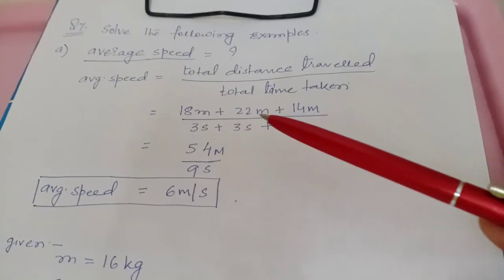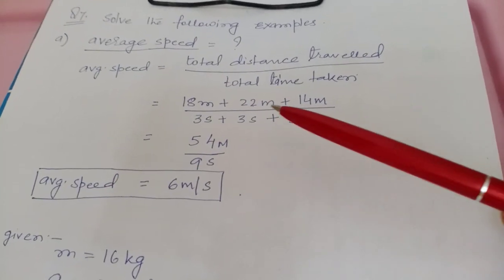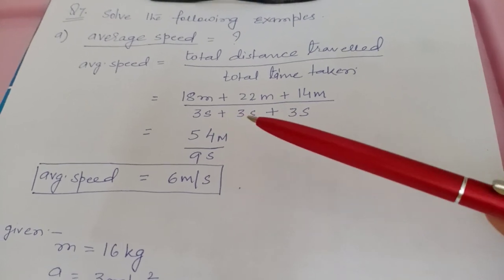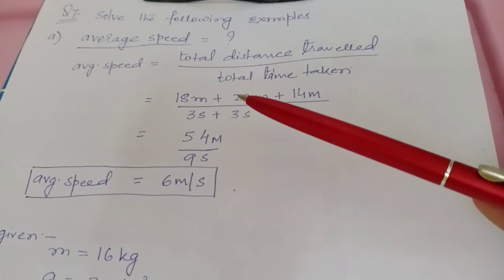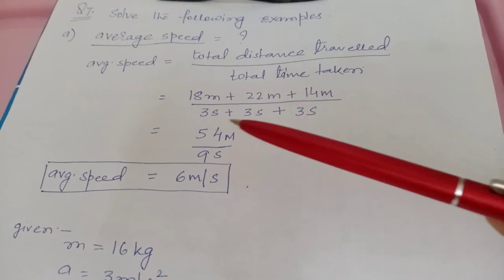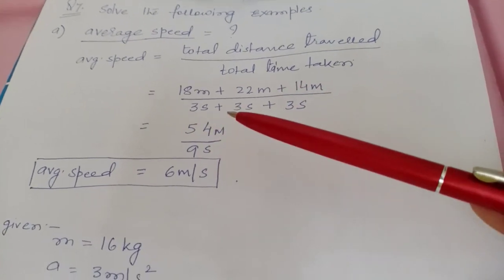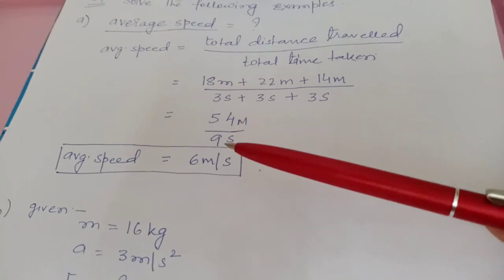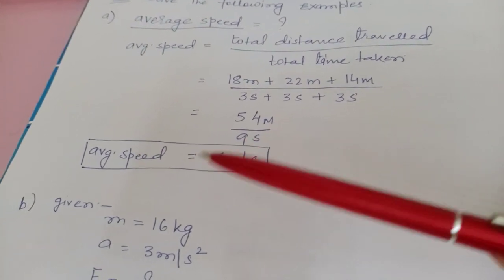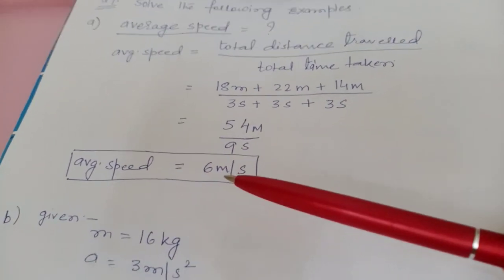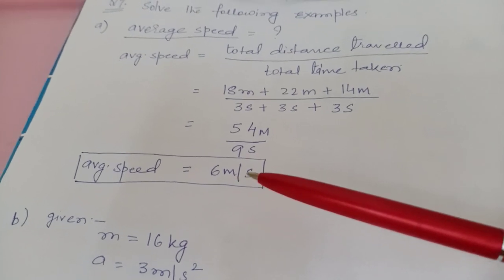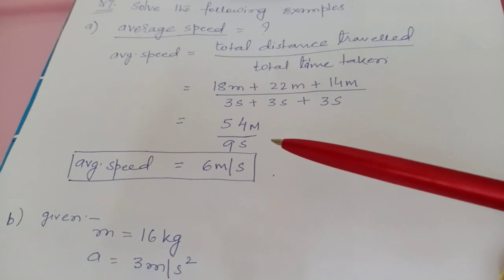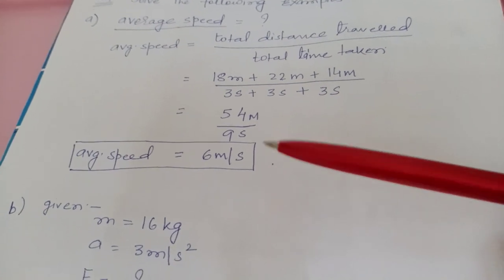So you have to add the total distance, that is 18 plus 22 plus 14, and then divide by the total time taken, that is 3 plus 3 plus 3. So 18 plus 22 plus 14 is 54, and down, 3 plus 3 plus 3 is 9. 9 sixes are 54. So your average speed is 6 meter per second. The same question is asked in question number 7D. You can do it by yourself and show.